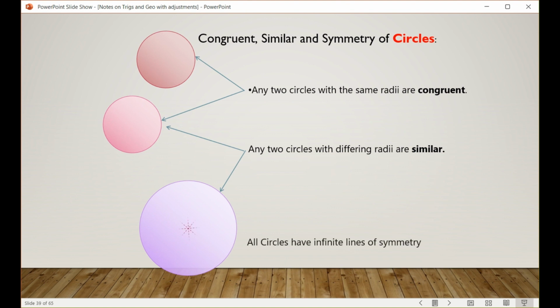And of course, all circles have infinite lines of symmetry. Imaginary lines where we can fold the circle along that line and it folds directly onto the other part, into two equal parts or halves.